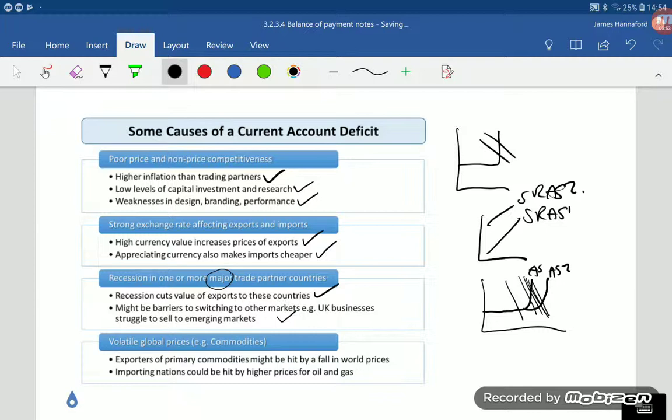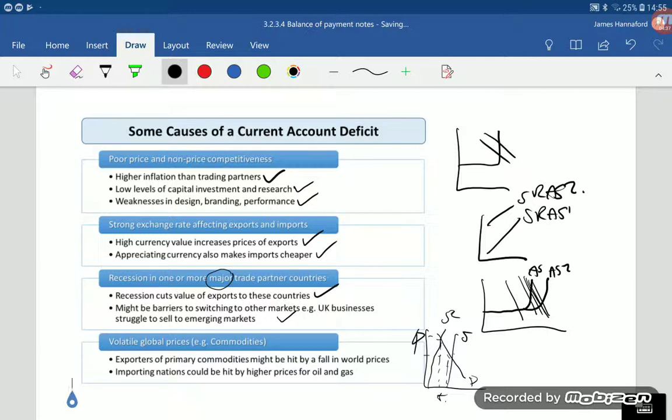Finally, another cause of the current account deficit is volatility in global prices. Now, volatility in global prices is typical when the supply is inelastic. So you can see here, and this is a micro diagram, that if there's a sudden fall in production, let's say there's a tsunami or something like that, you can see that the price changes massively. However, the quantity is relatively unchanged. So exporters of primary commodities might be hit by a fall in world oil prices, beg your pardon, for that reason.